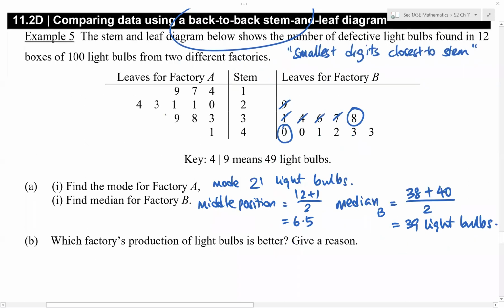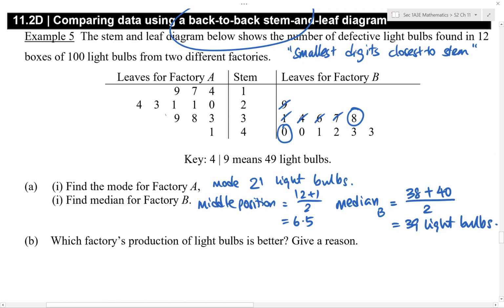So which factory's production of light bulbs is better? This is a question on performance. So whenever we talk about comparison, usually it falls under two categories: performance as well as consistency. Consistency we will look at the range when we want to comment about consistency. Anything else that is not related to consistency will be grouped under performance. So in this case, which factory's production of light bulbs is better?